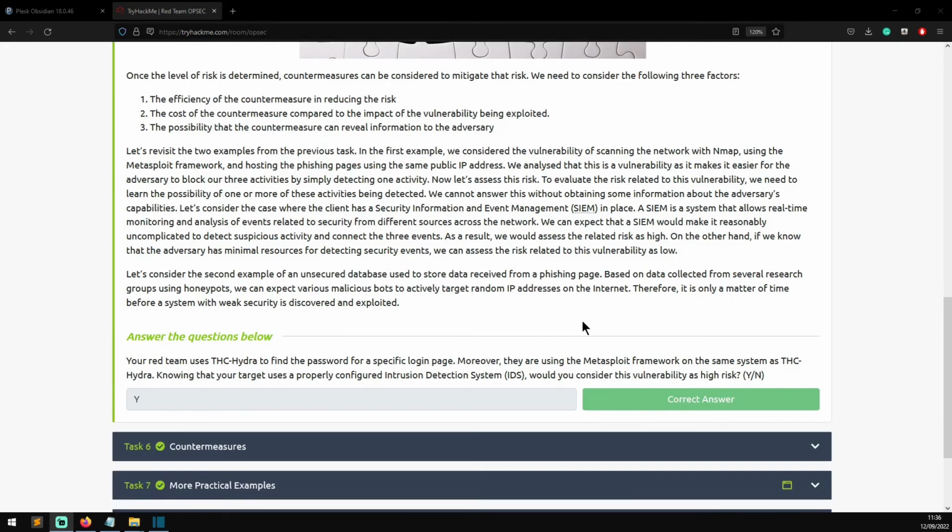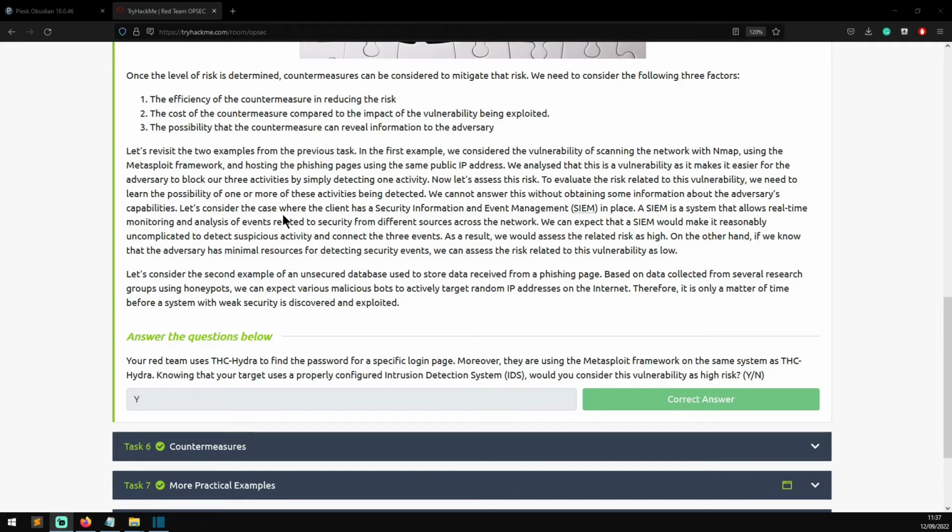Let's revisit the two examples from the previous task. In the first example, we considered the vulnerability of scanning the network with Nmap, using the Metasploit framework and hosting the phishing pages using the same public IP address. We analysed this vulnerability as what makes it easier for the adversary to block our three activities by simply detecting one activity. Now let's assess the risk. To evaluate the risk related to this vulnerability, we need to learn the possibility of one or more of these activities being detected. We cannot answer this without obtaining some information about the adversary's capabilities.